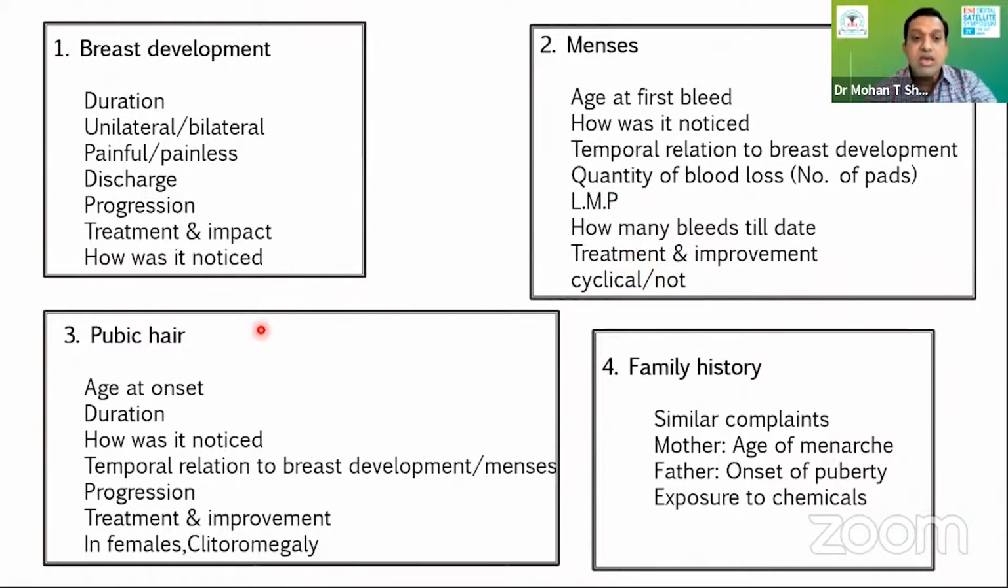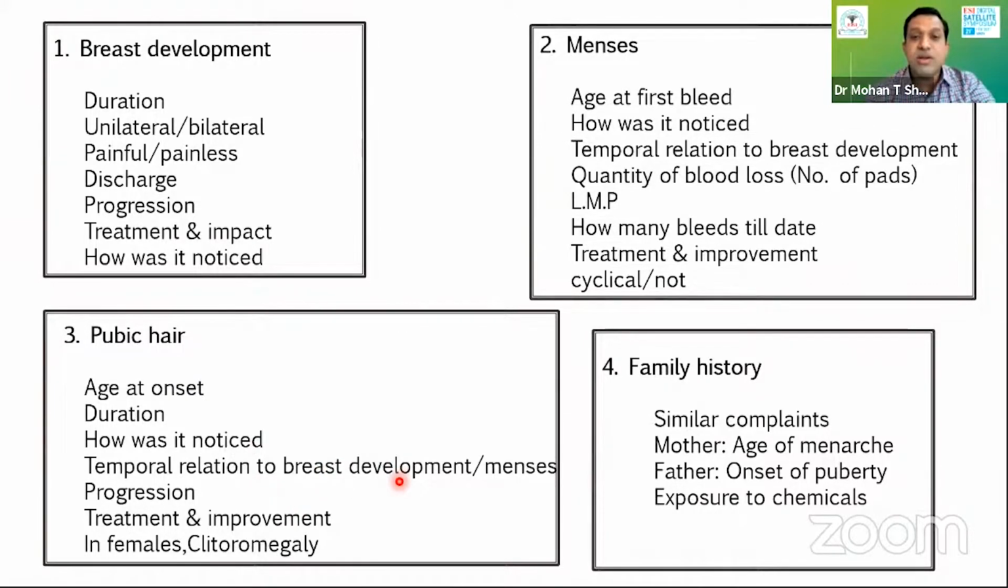Pubic hair, again, examination is required. The child may not be aware. The age of onset, duration, how it was noticed, relation to the breast development and menses, and progression, because this can happen all of a sudden in peripheral precocity. So this is why we have to systematically ask these questions in exam practice. Another thing is adrenarche; the oily secretions can happen.